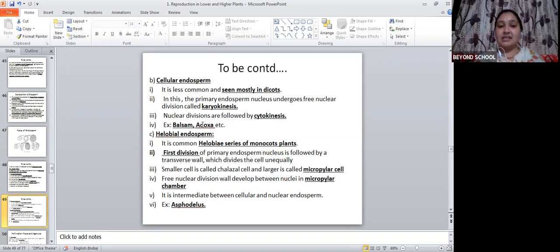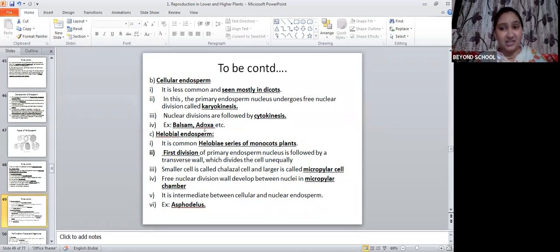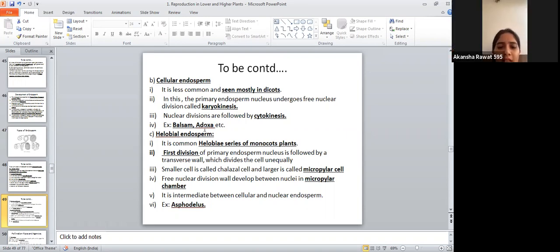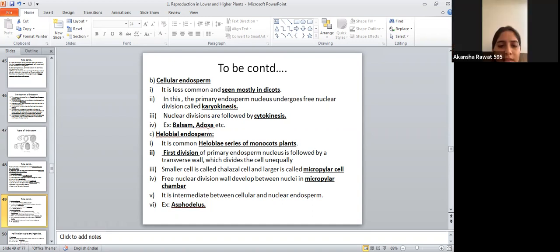And the examples are balsam and adoxa. These two are plants, not Indian species, they are foreign species. So mostly the cellular endosperm has been seen in balsam and adoxa. All right, these two are the plants which are common.